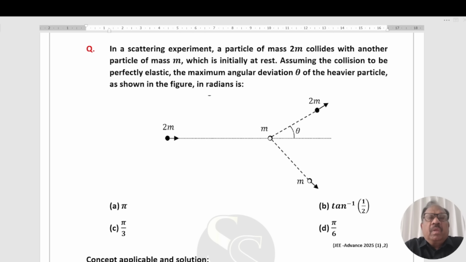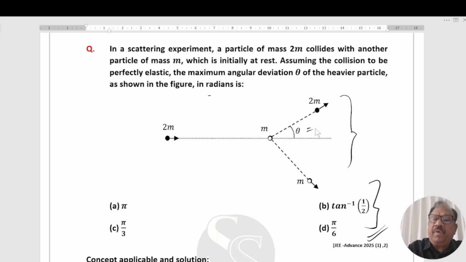The question is: in a scattering experiment, a particle of mass 2m collides with another particle of mass m, which is initially at rest. Assuming the collision to be perfectly elastic, the maximum angular deviation theta of the away particle, as shown in the figure, is. Four options are given to you. One of the options is correct. The question is taken from JEE Advanced 2025.